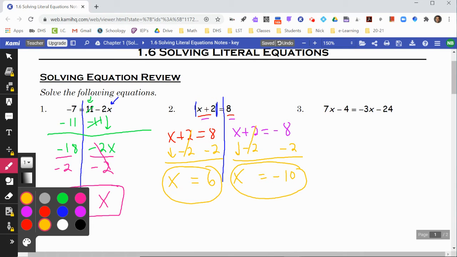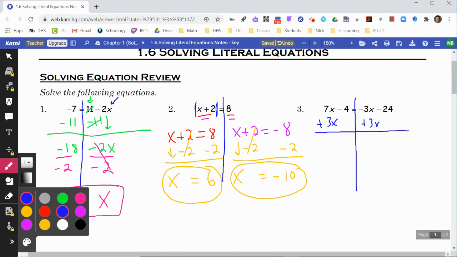All right, and then the last review problem here is 7x minus 4 is equal to -3x minus 24. Well, on this type of equation, if we notice, I have x's on my left side and I have x's on my right side. So when we do these type of problems, we're going to take that variable term on the right, that -3x, and bring that over to the left side. And anytime we go across this equal sign, it's always inverse operations. So we're going to add 3x to both sides.